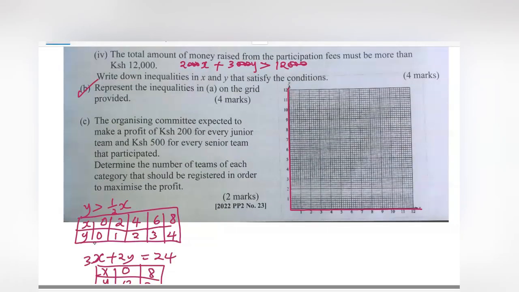For the first one, when x is 0, y is 0. When x is 2, this one is going to be 1. And when x is 4, y is 2 here. When the value of x is 6, then y is going to be 3. When it is 8, the value of y is going to be 4 at this point. After we have done that, we are going to draw a line.